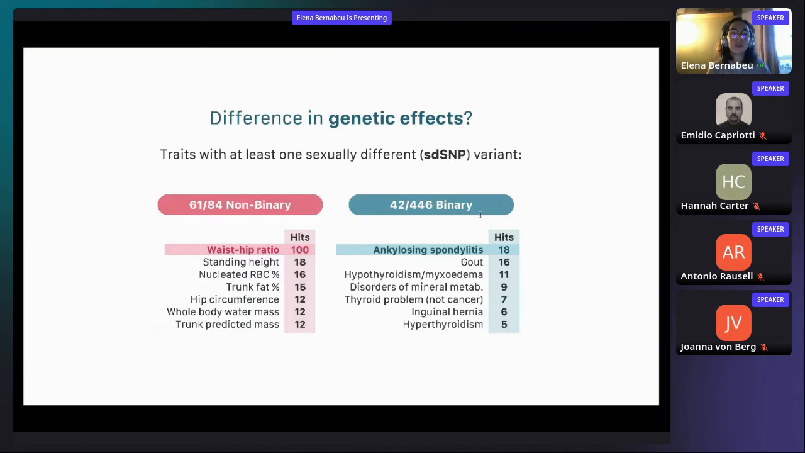And essentially, we found the traits that had at least one sexually different variant were 61 of the 84 non-binary traits and 42 of the 446 binary traits. Now here I've included for both of the categories those traits that presented the largest amount of hits or independent SD-SNPs after accounting for LD structure in the genome. You can see that by far waist-to-hip ratio is the trait that had the largest amount of independent SD-SNPs, but we also see other things like height, trunk fat percentage. And then for the binary traits, we see traits like ankylosing spondylitis, gout, hypothyroidism, which is quite interesting because we know some of these diseases do present more in one sex than the other, gout being more prevalent in males and hypothyroidism being more prevalent in females.